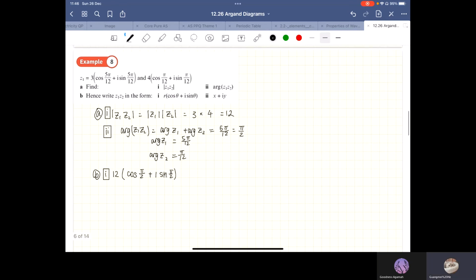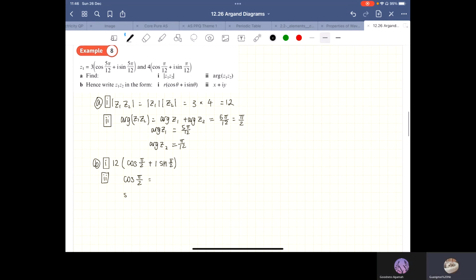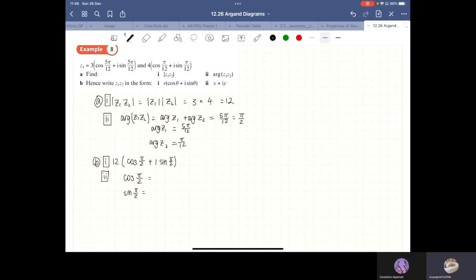How about the second part? Do we just times them? Yes, so we need to simplify cos of pi over 2 and sine of pi over 2. You can use your calculator here. Does that also need to be in radians? Yes. Anything with complex numbers, Argand diagrams, it is with radians.